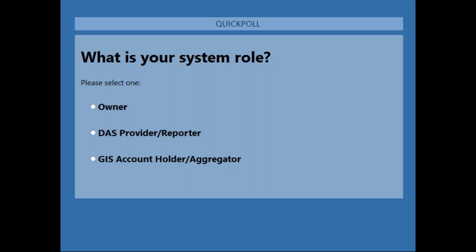Please take the poll that we have over to the side. You can use the drop-down, hit launch, and just select the role that you play within the PTS database if you currently have a role, whether it be the owner, the DAS provider, reporter, or the GIS account holder. That will be useful information as we record those that are participating and the role that you play in the PTS, if you do.